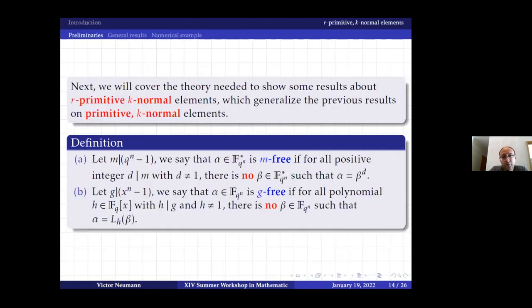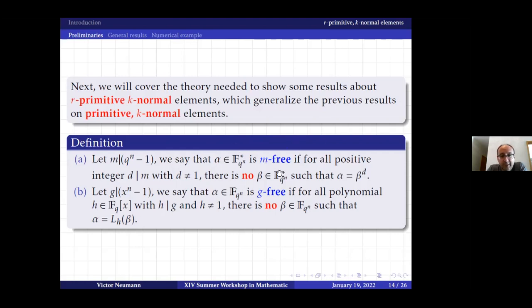So what we wanted to do is to have a general result about r-primitive k-normal elements in the same way as it was given by Reis for primitive k-normal elements. For this, we need some definitions to attack what we want to do.